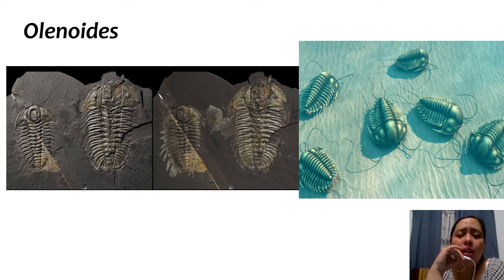Actually, sinasabi na ito ay isang paboritong prey din ng mga predators or ng mga nasa top food chain during this time. Ito sa explosion of organisms na ito. Olenoides ang kanyang genus and this is known as your trilobites.